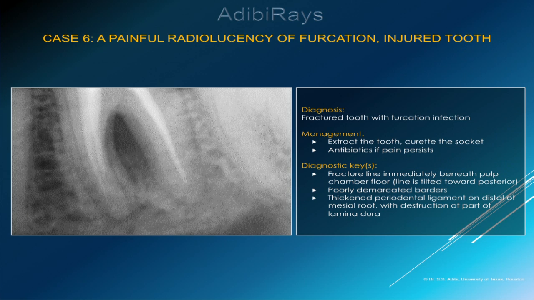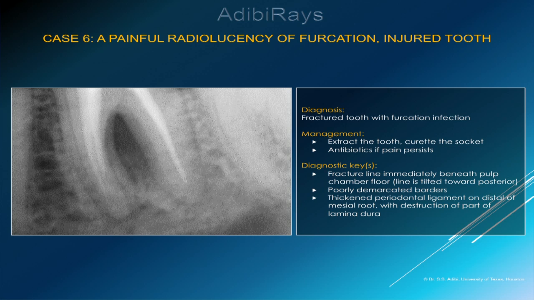This is a fractured tooth with furcation infection. The tooth is most likely hopeless, other than the possibility of hemisection and complex restorations. In any case, it may be necessary to curette the extraction socket, with the addition of antibiotic coverage if pain persists.